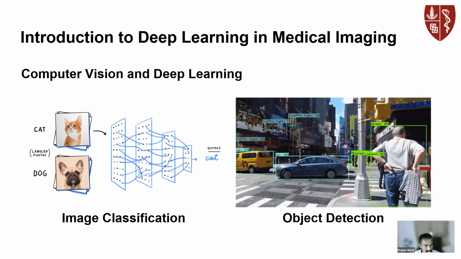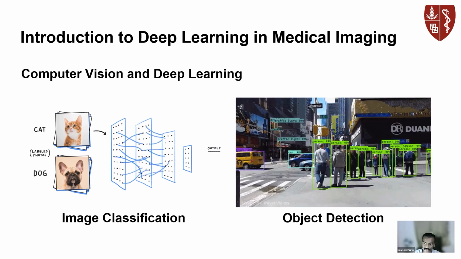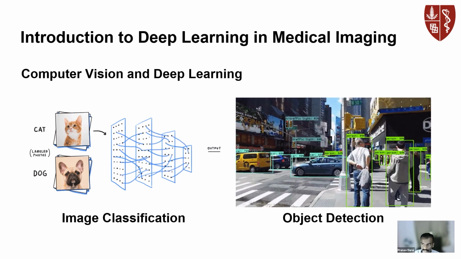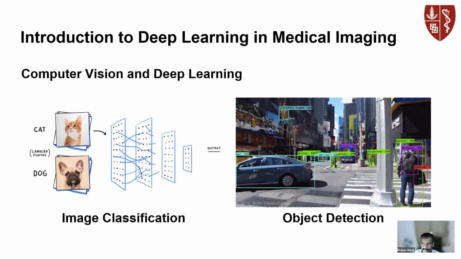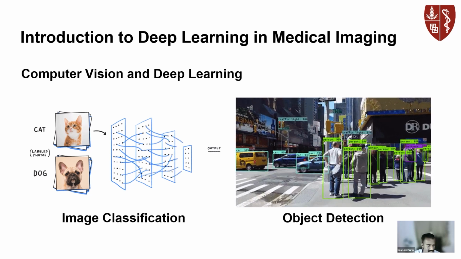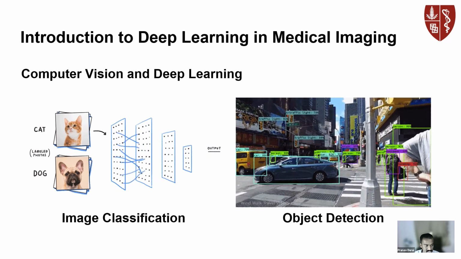And the algorithm is able to detect and classify all of these objects in real time, right? So you have two components over here. The first component is to detect the object, and the second component is to classify what object it is, right? So that is what is happening over here in object detection, right?